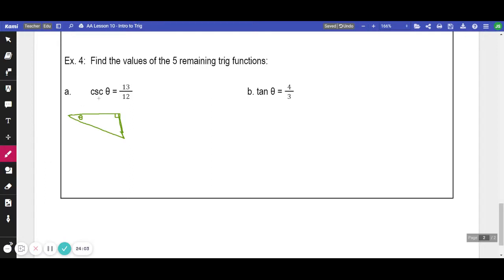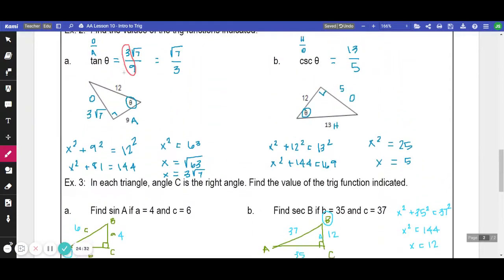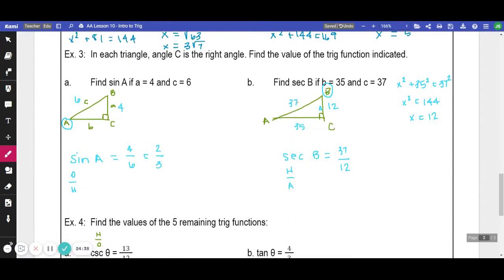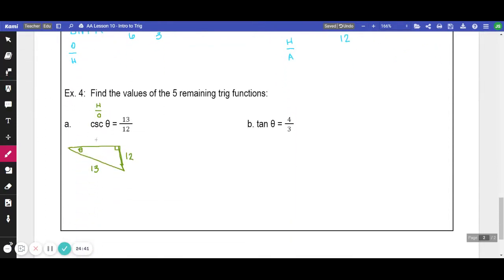So scroll back up. What is cosecant? Which two sides is cosecant? Cosecant is the hypotenuse divided by the opposite side. So the hypotenuse is 13, and the opposite side is 12. We only have two sides. We got to use Pythagorean theorem to find this side, unless you remember that we already did this problem. We already had one where the hypotenuse was 13, and the other side was 5. So we could just steal that and not redo the whole thing.